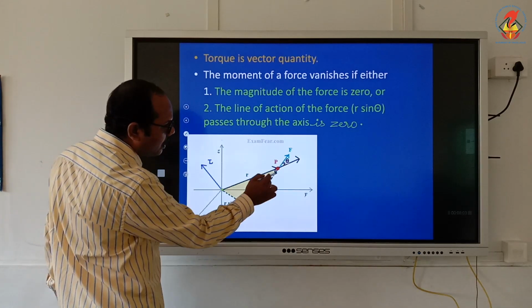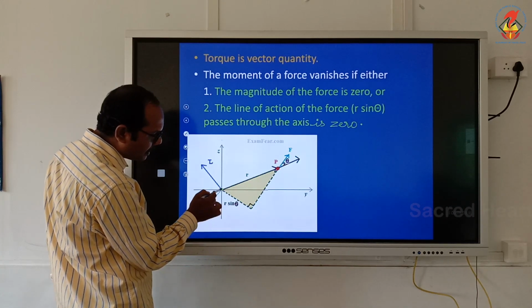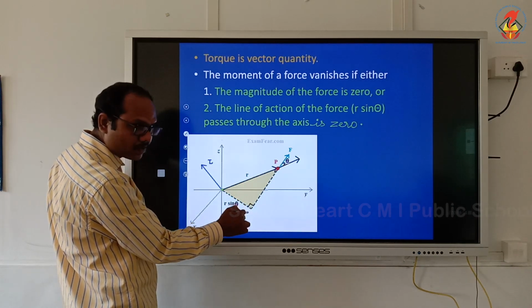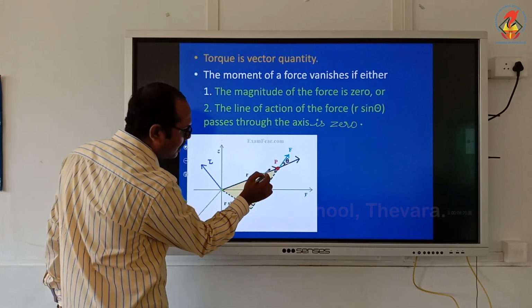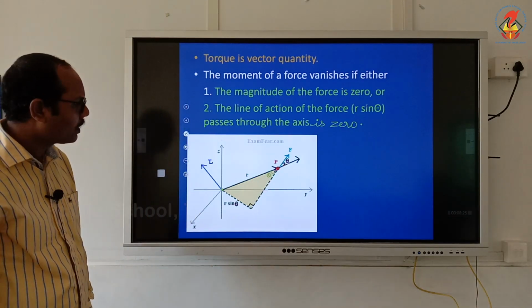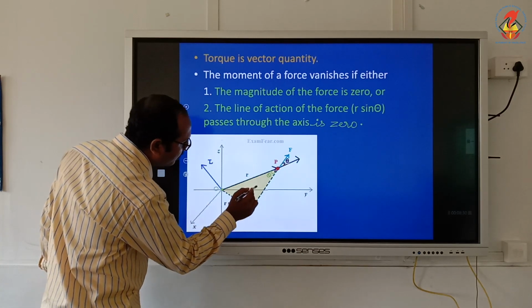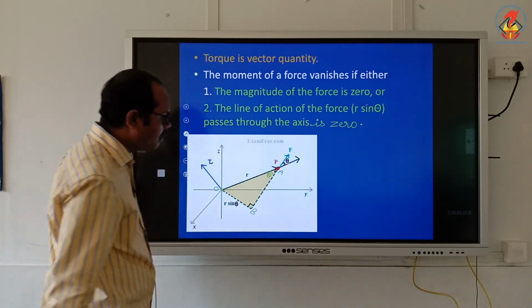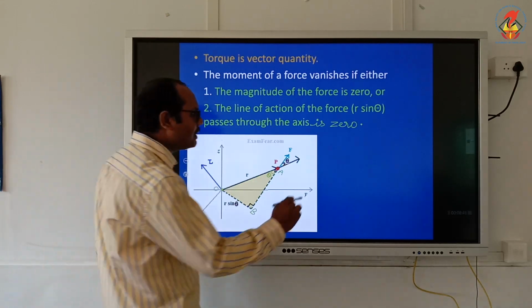Now, I extended this force backwards till here and I draw a perpendicular towards this point. I extended this dotted line backward and drew a perpendicular towards this. If this angle is theta, I can mark this angle as also theta. I mark these points as O, A, B. I make that triangle as OAB.